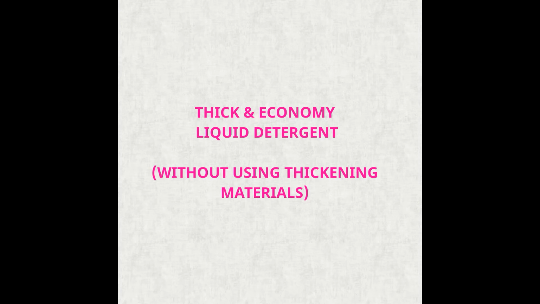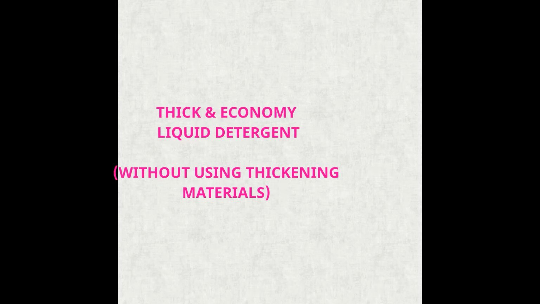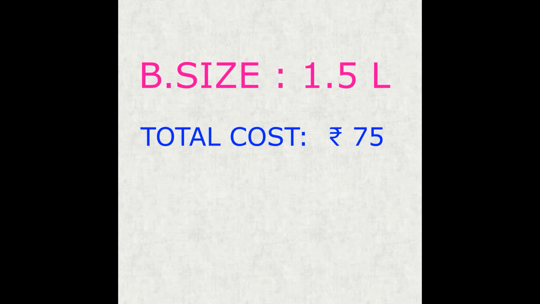Today we are going to prepare thick liquid detergent without using any thickening materials. Of course it is economical. For me to prepare 1.5 liters of thick liquid detergent, the manufacturing cost is 75 rupees. I mean 50 rupees per liter.